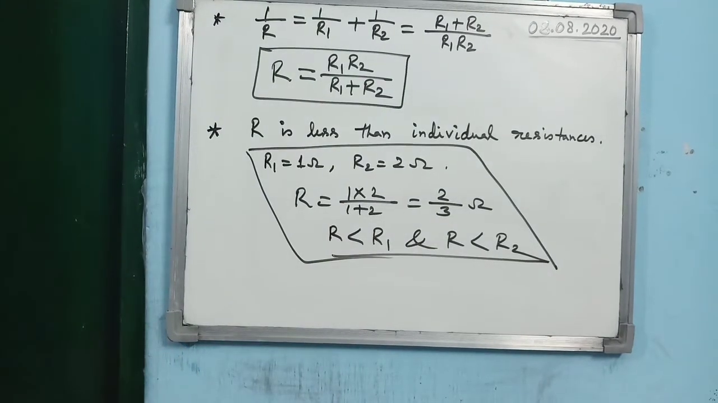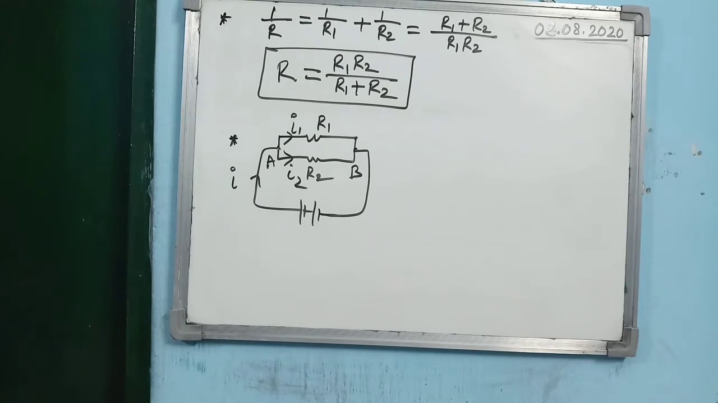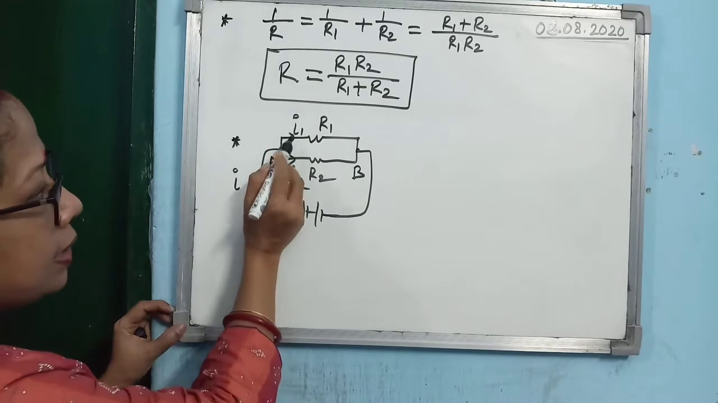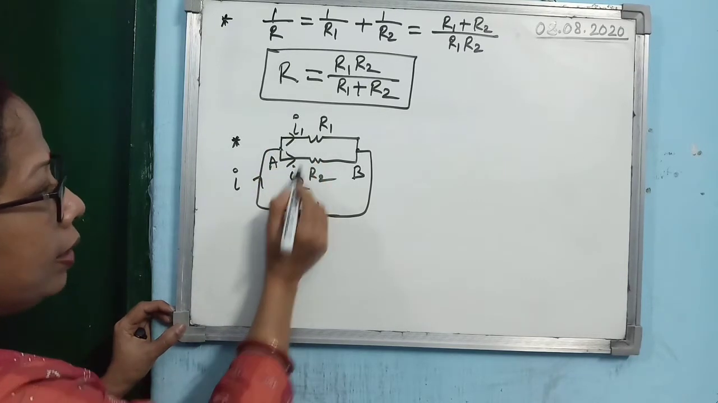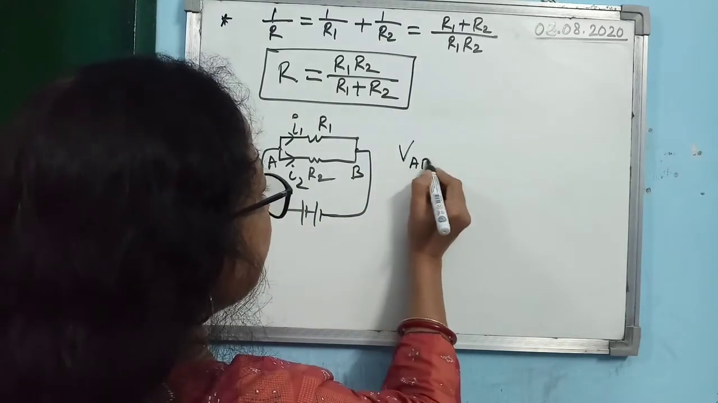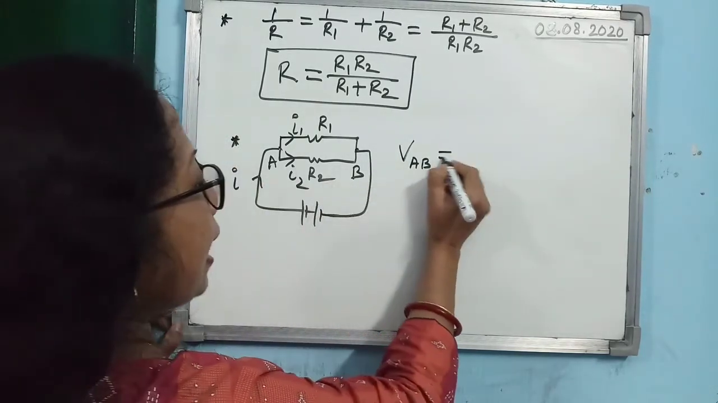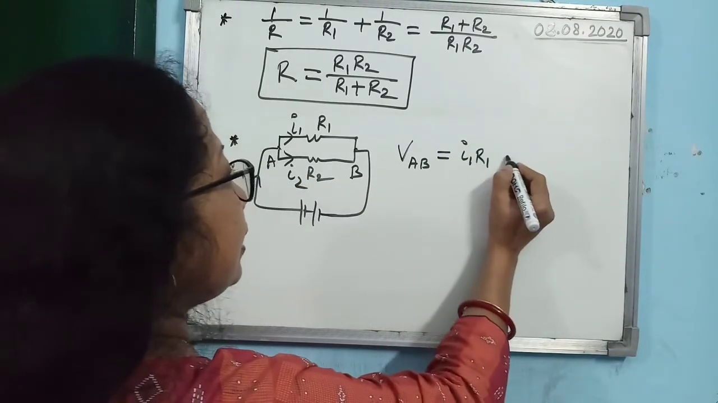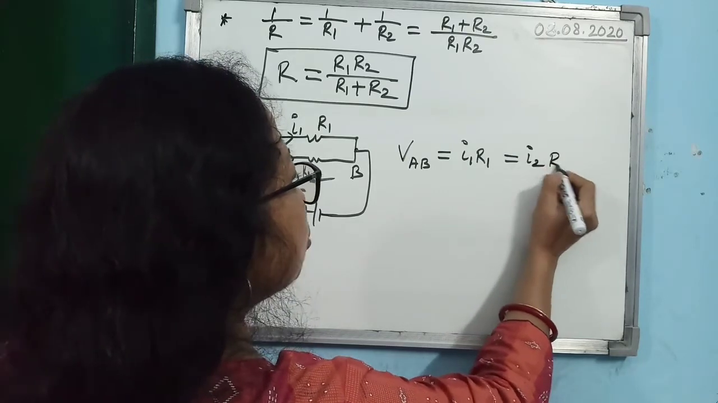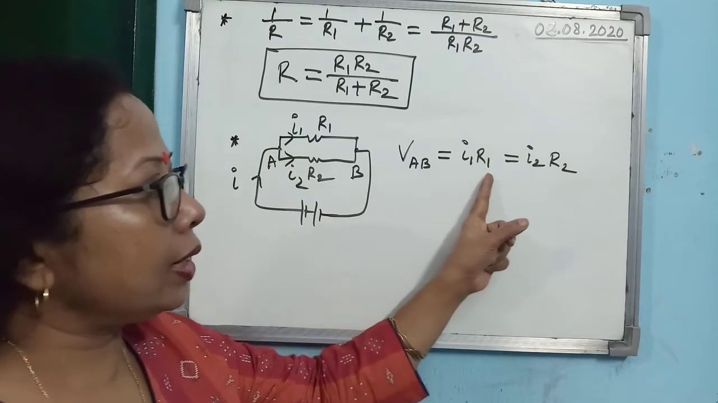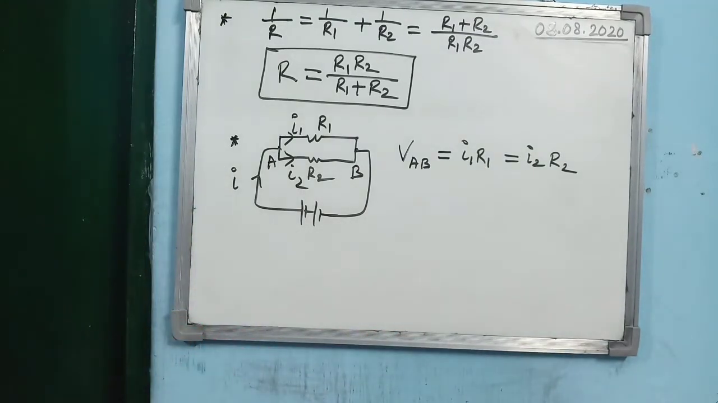Then another one: suppose R1 and R2 are connected in parallel and current I is passing through them, and we are considering I1 current passing through R1 and I2 current passing through R2. Now in this case the potential drop across AB you can write as I1 R1, and you can write it as I2 R2 also. The potential difference across this you can write as I1 R1 or I2 R2. Is that clear?